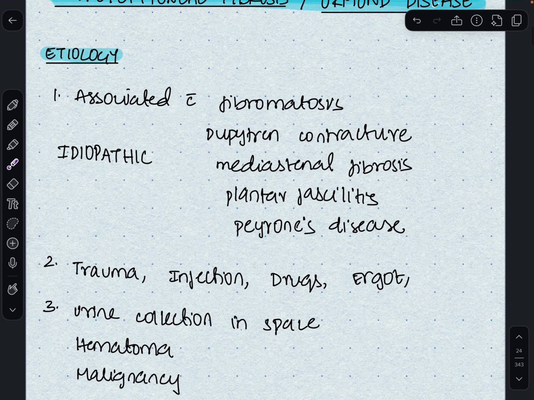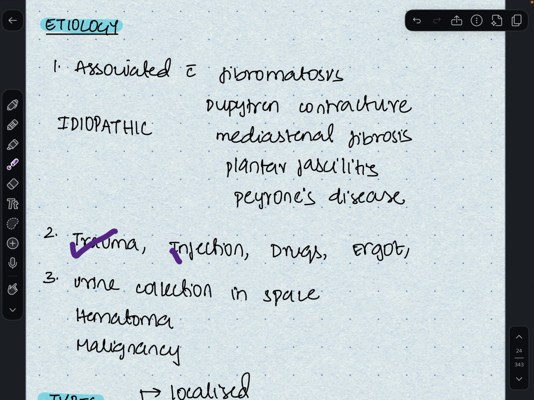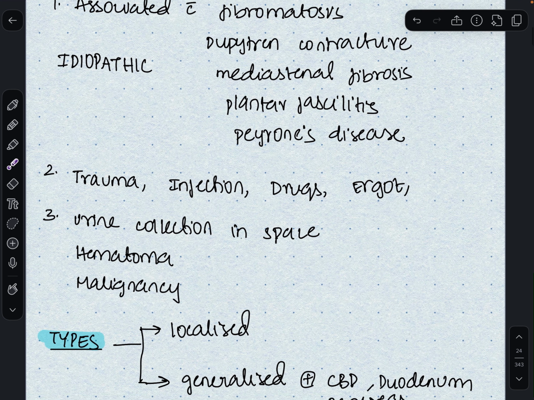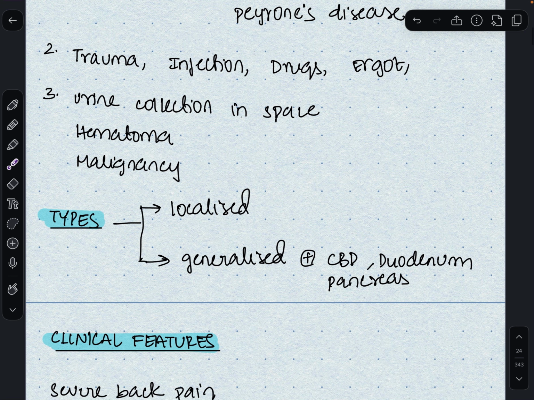And other causes for the retroperitoneal fibrosis can be trauma, infection, drugs, and ergot poisoning, and then urine collection in the space, blood collection in the space, which is called a hematoma, or the tumor, which is malignancy, right? So there are two types of this retroperitoneal fibrosis. One is localized and second is generalized. So in the generalized, you can see the involvement of pancreas, duodenum, and the CBD, common bile duct, right?